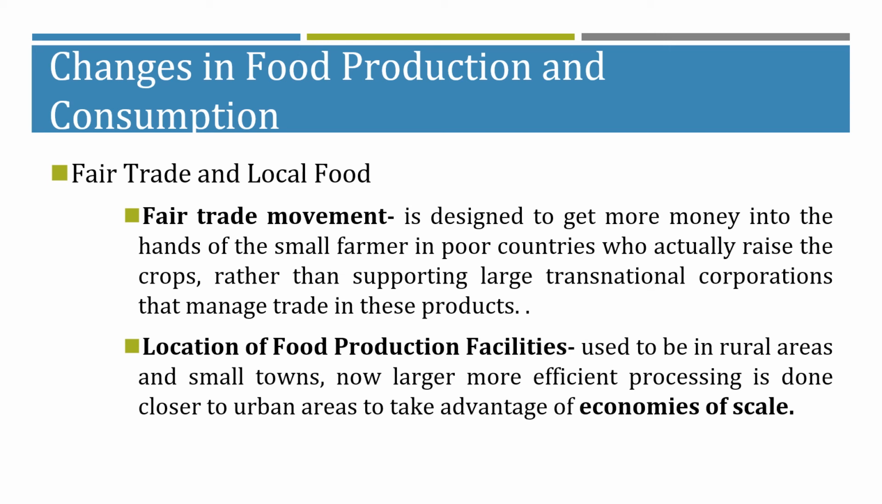I think I used coffee as the example there, but fair trade coffee is going to be more expensive because of the fact that we're making sure that that supply chain, those people, are actually being paid a fair wage. The location of food production facilities has also changed. Used to, most of our food production facilities were in rural areas and small towns. However, we've seen that shift now to be done closer to urban areas, and they're much, much larger. So instead of having these small food processing factories, we have much larger ones closer to the cities to take advantage of economies of scale.